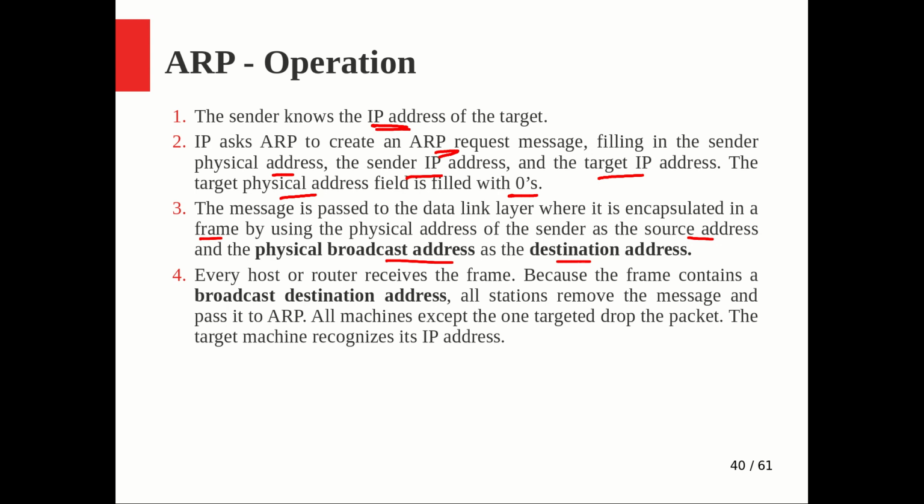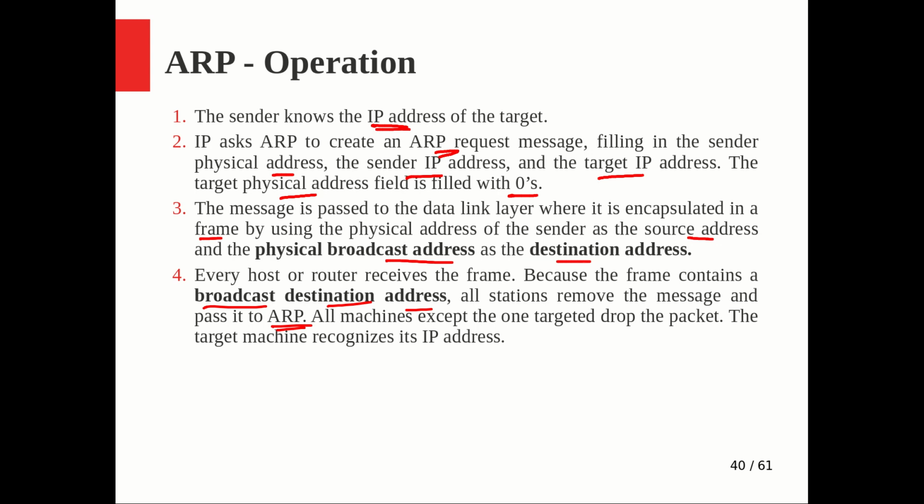So every host or router receives the frame because the frame contains the physical broadcast destination address, so it will be received by everyone, and all stations remove the message and pass it to the ARP that is running in them. Some kind of ARP software, ARP client and server version, will be there. So every machine is supposed to have both client and server versions. As soon as the message comes, the machine will hand it over to the ARP software that is running on it.